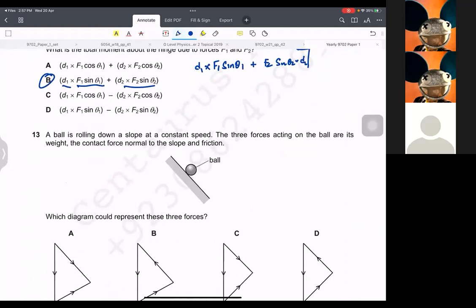Now, a ball is rolling down a slope at constant speed. 3 forces acting on ball.